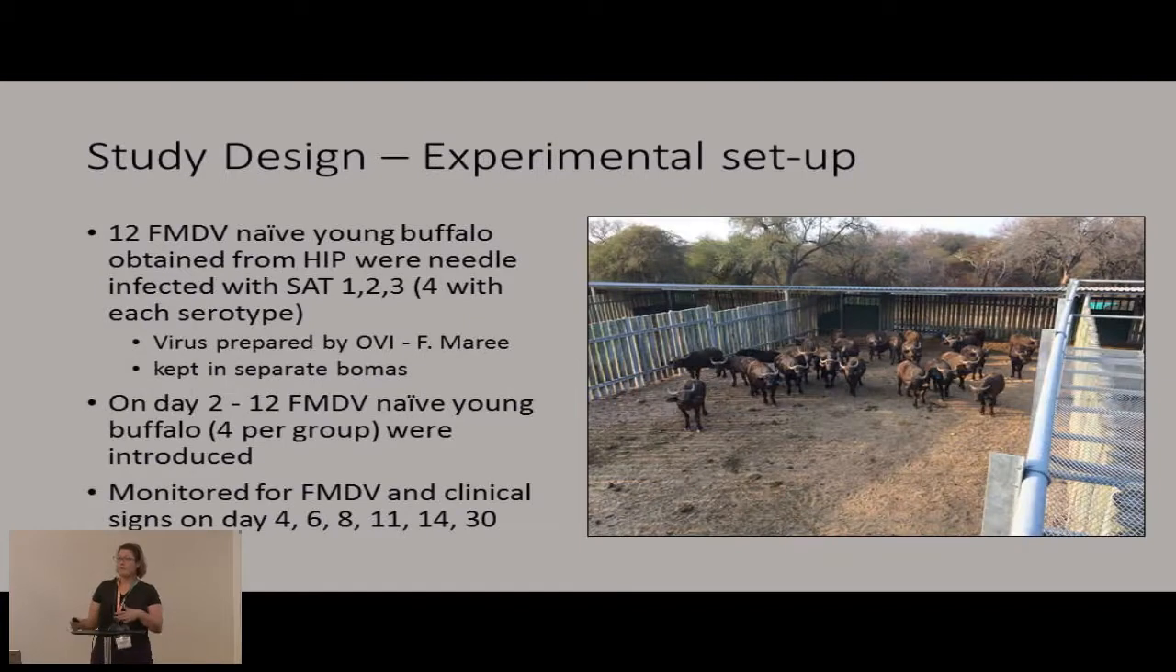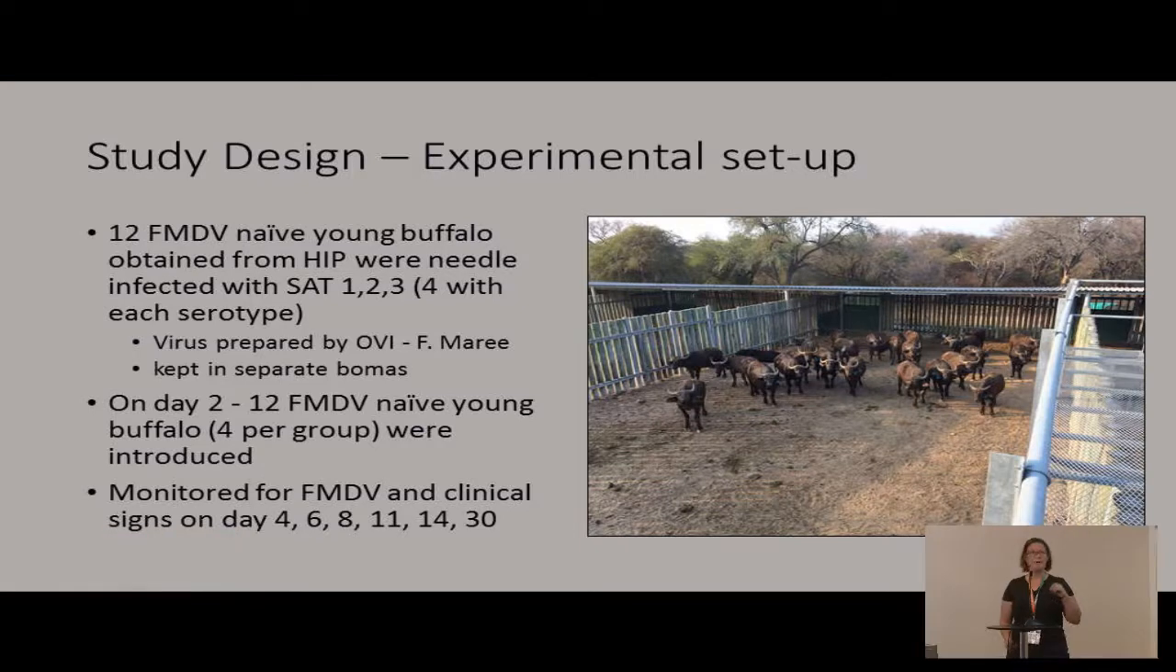So the original part of the experiment, before Ava started talking about chronic today, was that we had 12 foot and mouth disease naive buffalo obtained from Chichilui. They were needle infected with either SAT 1, 2, or 3. So this is not the co-infection experiment. This is each one individually. So 4 buffalo each got each serotype, 4 with SAT1, 4 with SAT2, 4 with SAT3.